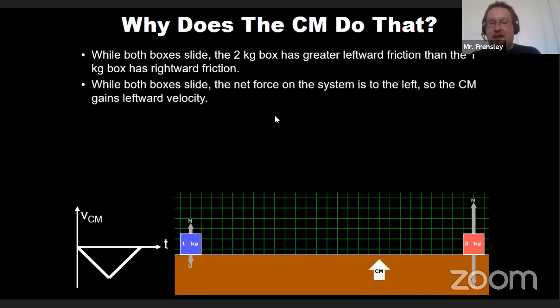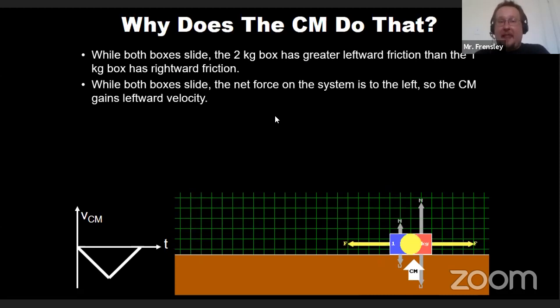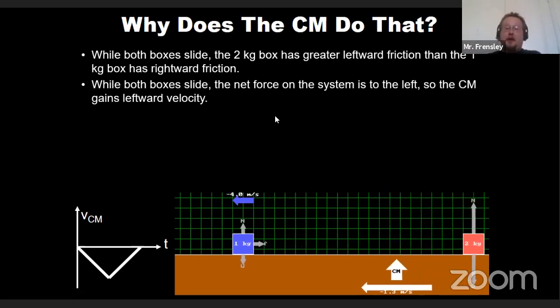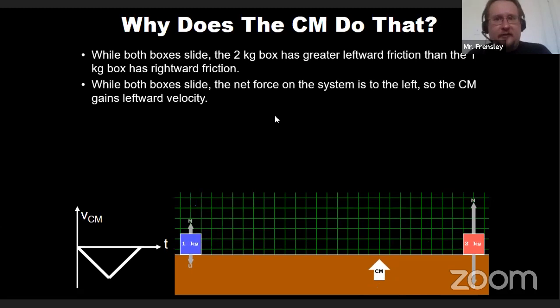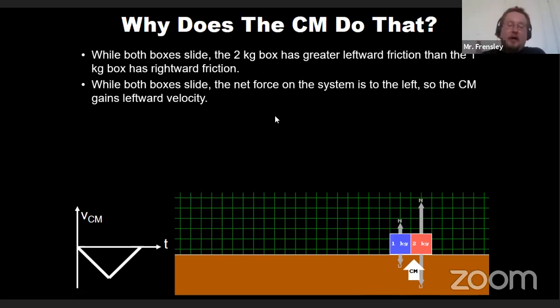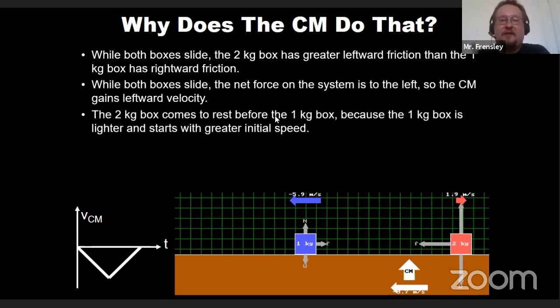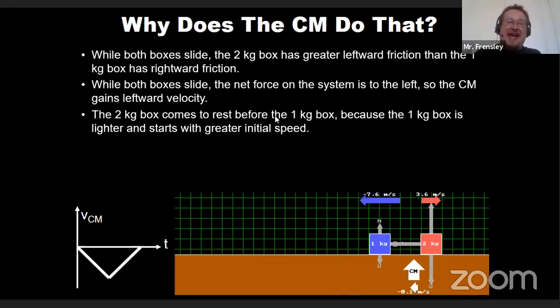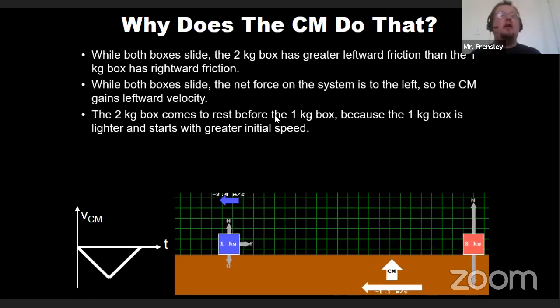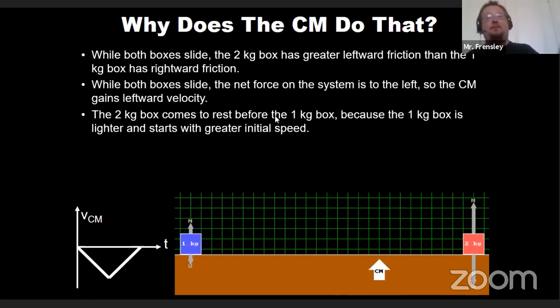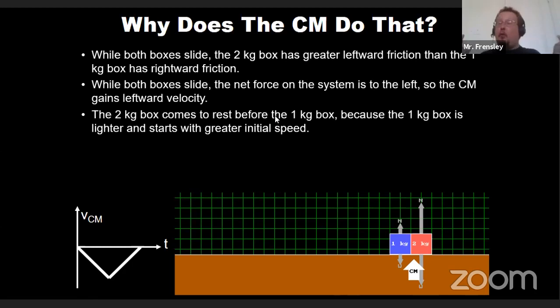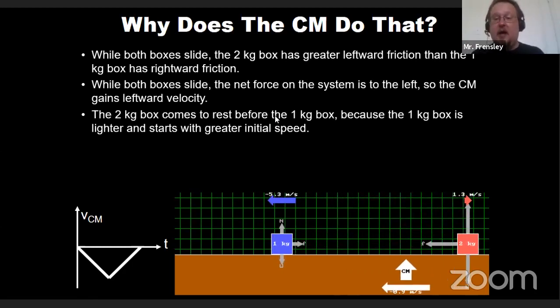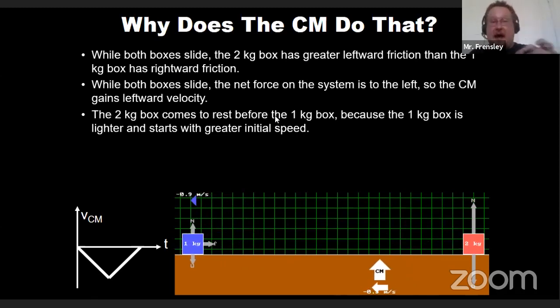So while both boxes slide, the net force on the system is the leftward friction, which is bigger. So the center of mass gains leftward velocity. What causes it to lose its leftward velocity? Look at the fact that the red box quits moving first. Why? Because when two objects are exploded apart, the heavier object has less velocity coming out of that explosion. So the 2 kilogram box comes to rest before the 1 kilogram because the 1 kilogram is lighter and starts with more speed. So watch, when the red stops moving, its friction turns off.